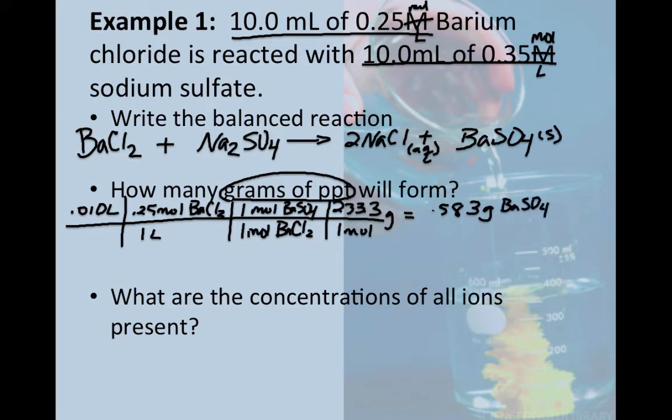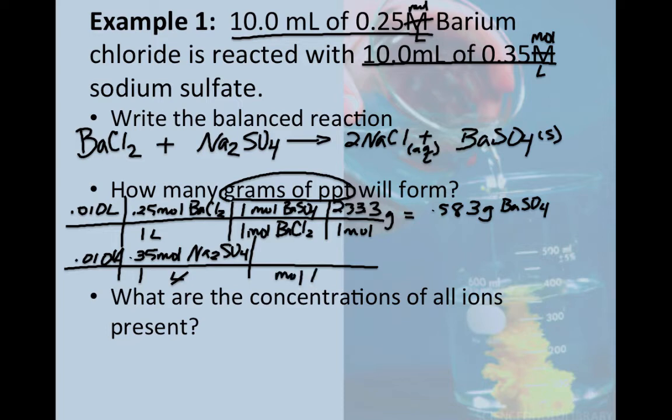I'm going to work the other t-table and see which thing runs out first. So now let's start with 10 milliliters of sodium chloride. That's 0.010 liters, and it's 0.35 molar. So 0.35 moles of sodium. Oops, I said chloride. It's sodium sulfate, pardon me. And that's for every liter, because that's what molarity means, moles per liter. So liters cancels, and now I have to change moles of sodium sulfate into moles of barium sulfate. And my balanced equation says that that is a 1-to-1 mole ratio. So that's going to make my math easier, right?